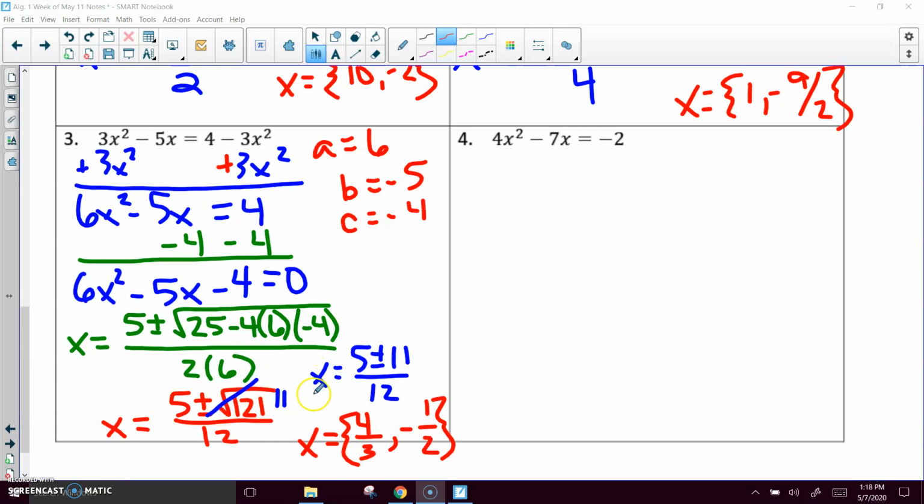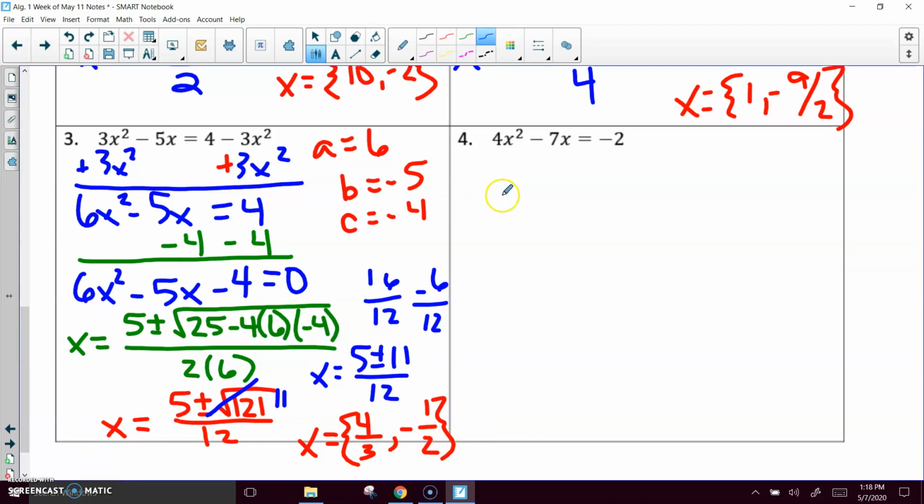We should have gotten to the point of x equals 5 plus or minus 11 all over 12. 5 plus 11 is 16. 16 over 12 simplifies to be 4/3. And then 5 minus 11 is -6 over 12, which simplifies to be -1/2.